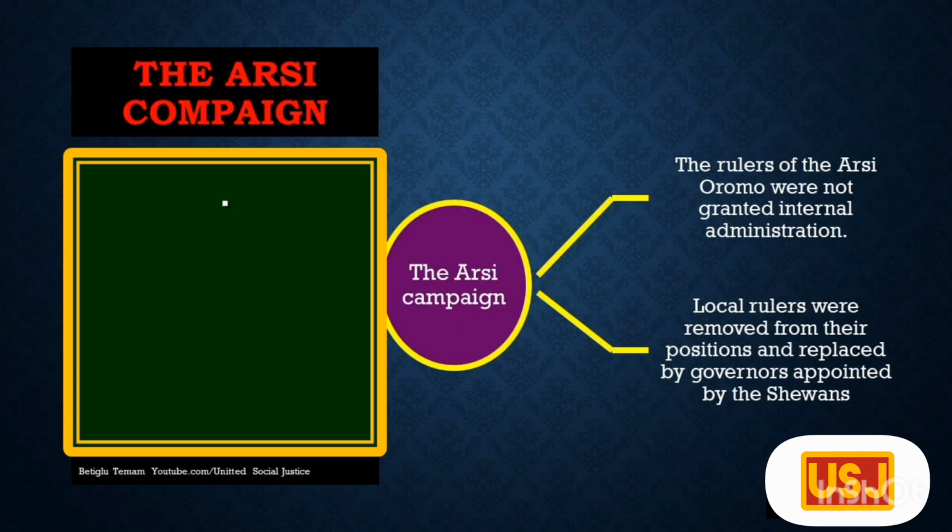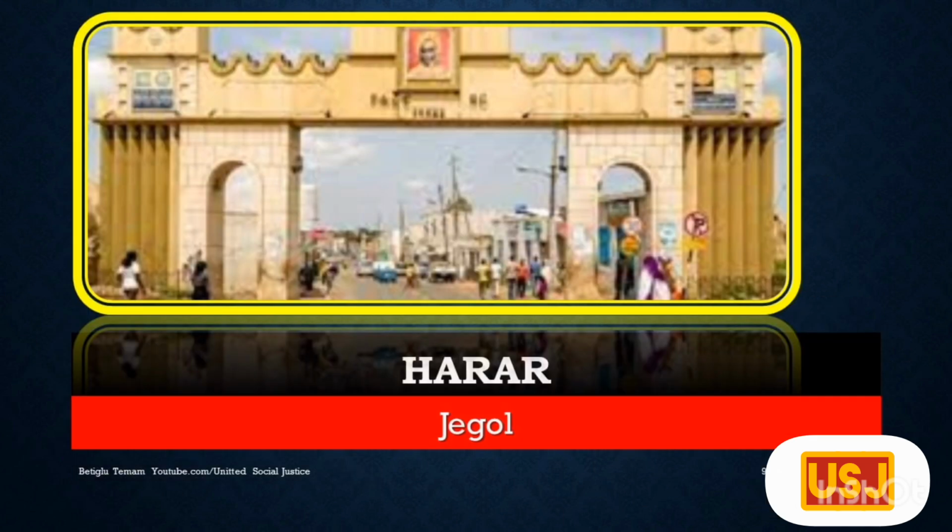Unlike the rulers of southwestern Ethiopia, who peacefully submitted to the forces of Menelik, the rulers of the Arsi Oromo were not granted internal administration. They were removed from their positions and replaced by governors appointed by the Shawans. Arsi served as a stepping stone for Menelik's expansion into the Emirate of Harar.